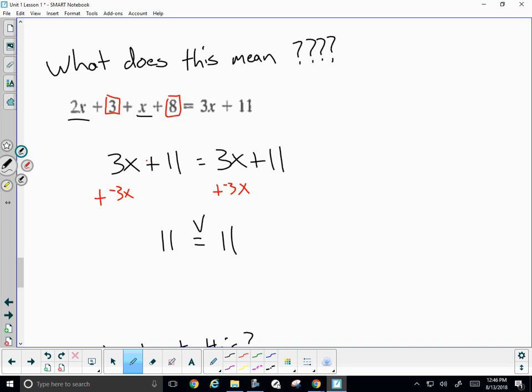What does that mean? Discuss with your neighbors. What do you think that means for this equation? See if any of you can get the answer. What do we think?